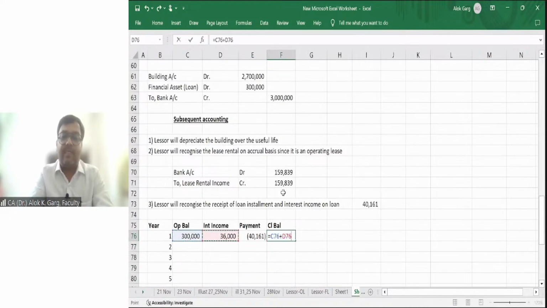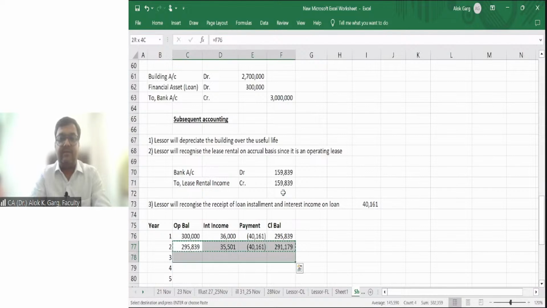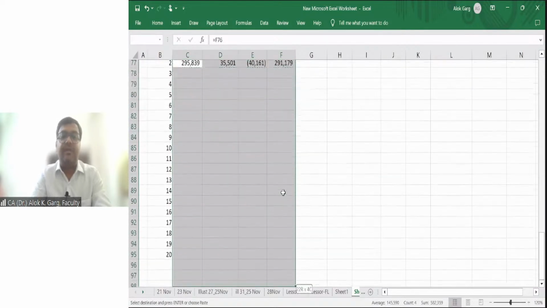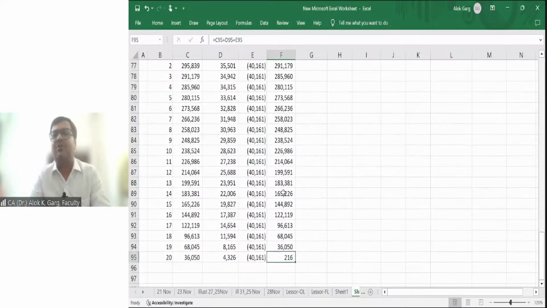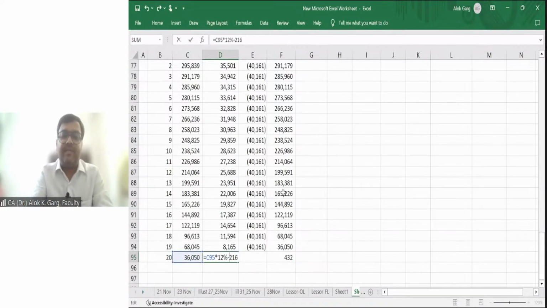Next year, this becomes the opening balance. Interest has to be charged at the rate of 12%, as given in the question. The payment is the same. If you carry it for the next 20 years, you will find the balance has become zero. The remaining 260 is a negligible number, so just adjust it with the interest income of the last year.